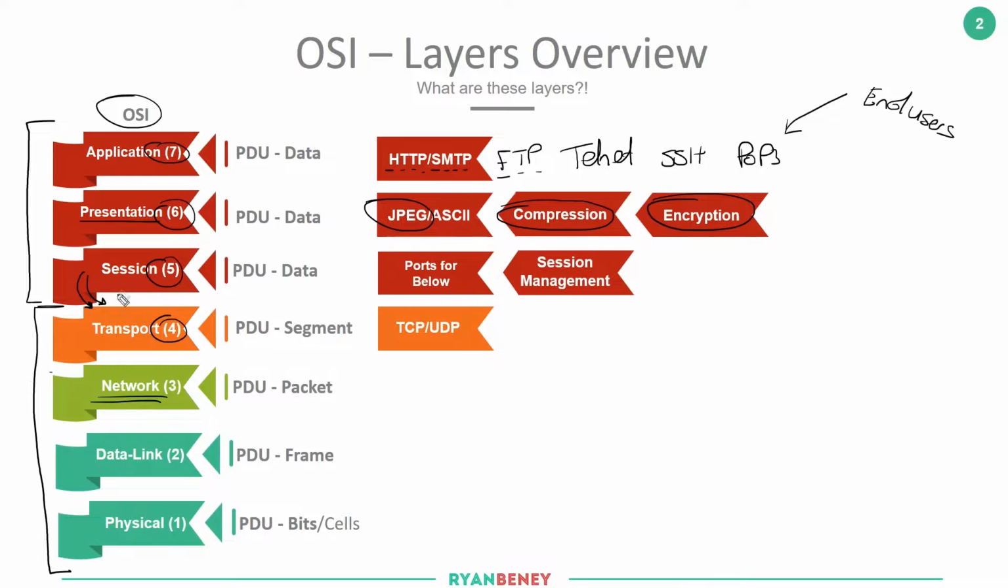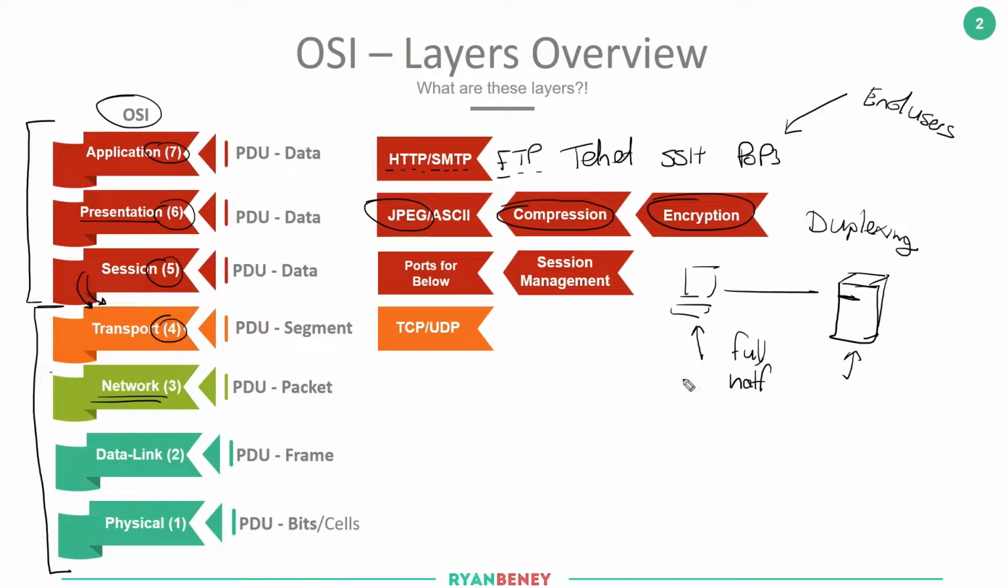And we also discussed that the session layer is where the duplexing takes place. So if we had a PC that connected to a remote server, there would be a negotiation to determine whether this particular server and this particular host can communicate in full or half duplex.